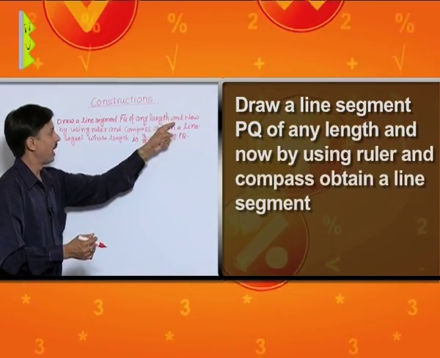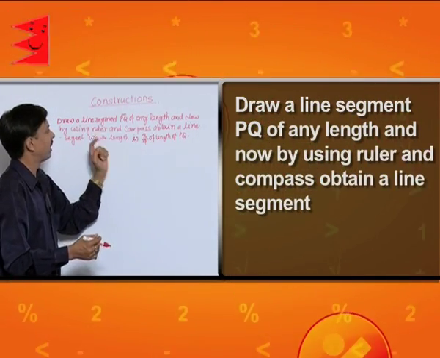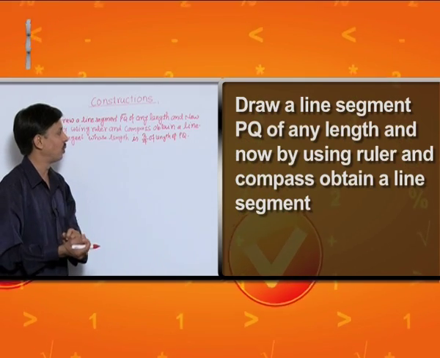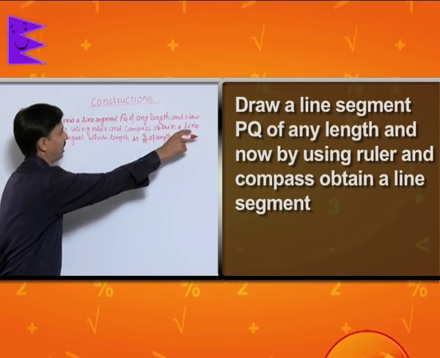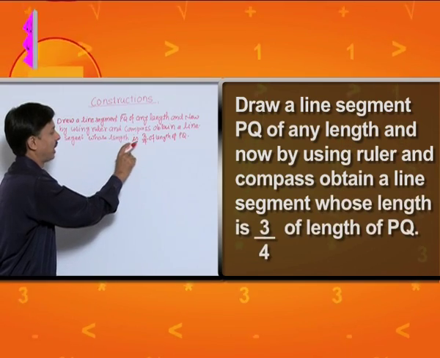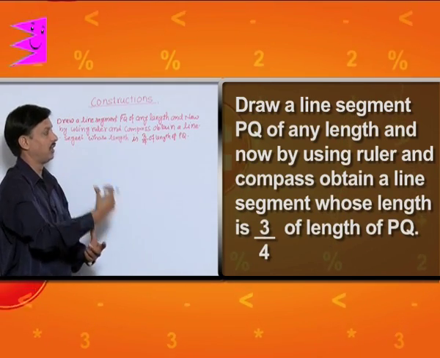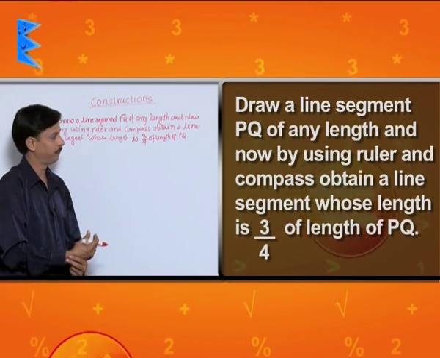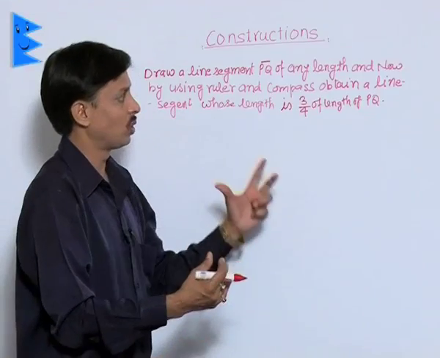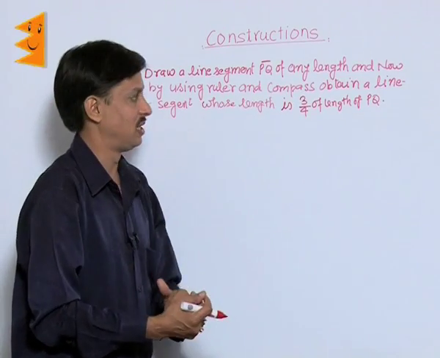convenient length. And now by using ruler and compass, that means without calculation, obtain a line segment whose length is 3/4 of the length of the line segment PQ. That is 3/4 of the length of the given line segment.